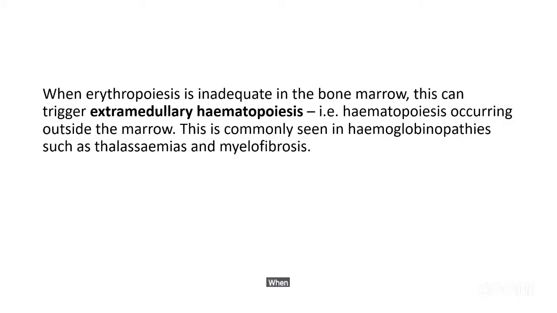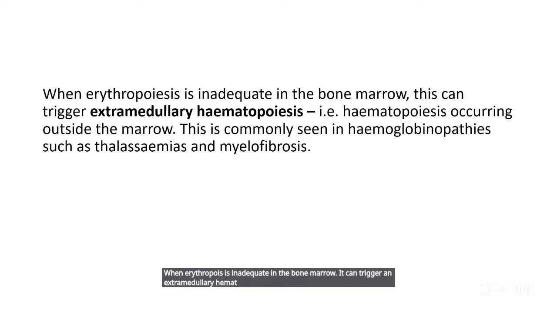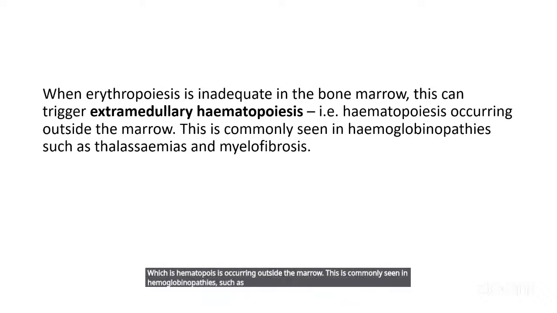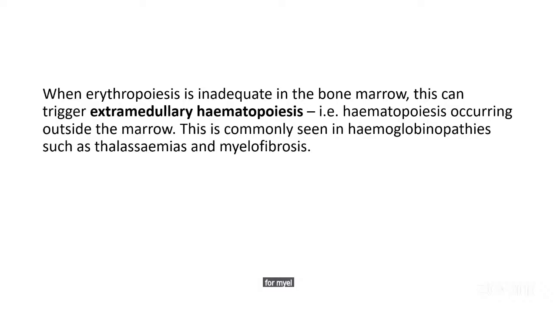When erythropoiesis is inadequate in the bone marrow, it can trigger extramedullary hematopoiesis, which is hematopoiesis occurring outside the marrow. This is commonly seen in hemoglobinopathies such as thalassemia or myelofibrosis.